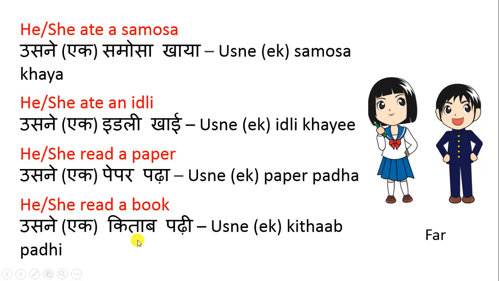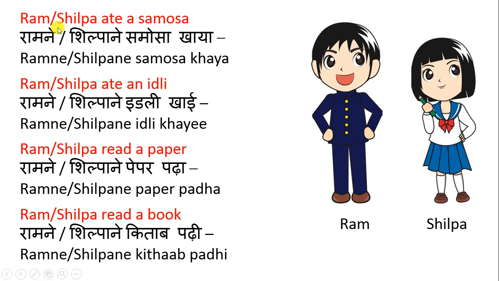All right. Next, if you want to say Ram or Shilpa ate a samosa, assuming this is Ram, masculine gender, and Shilpa, who belongs to feminine gender, then you have to say Ram ne samosa khaya or Shilpa ne samosa khaya. Ram ate an idli is Ram ne idli khai. Shilpa ate an idli is Shilpa ne idli khai. Ram read a paper is Ram ne paper padha. Shilpa read a paper is Shilpa ne paper padha. Ram read a book is Ram ne kitab padhi. Shilpa read a book is Shilpa ne kitab padhi.